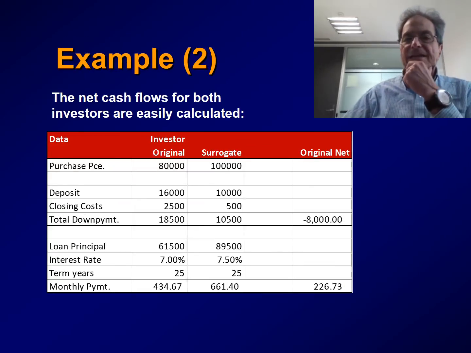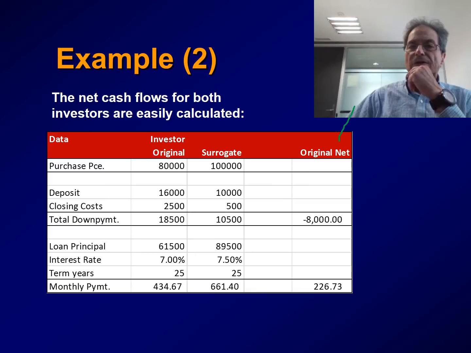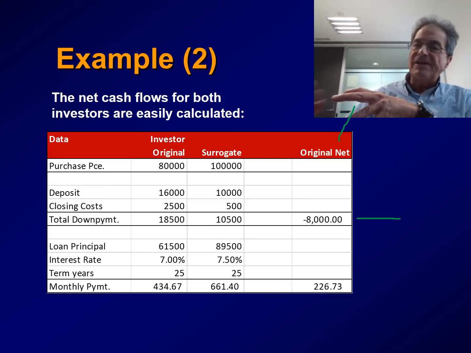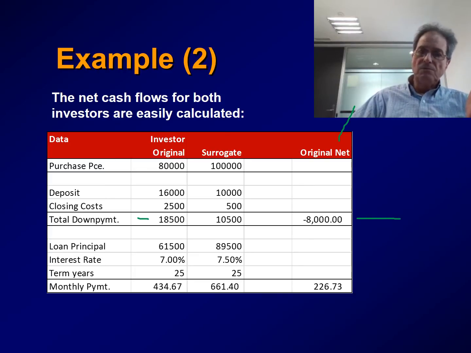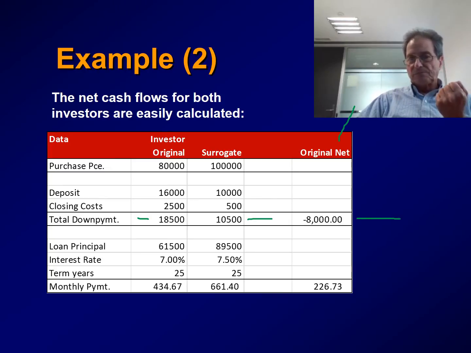So let's see the net cash flows from the viewpoint of the original investor. The original investor at the beginning ends up having a negative cash flow of $8,000, which is just the difference between the $18,500 that he had to pay to acquire the property as down payment, minus $10,500, which is the amount that he receives from the surrogate investor. So the net is $8,000.